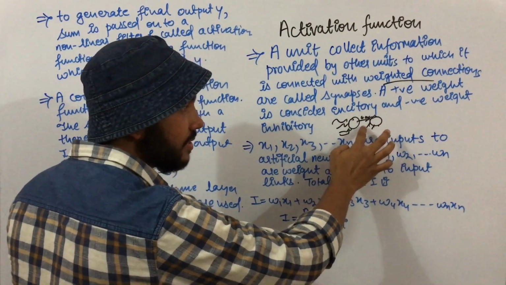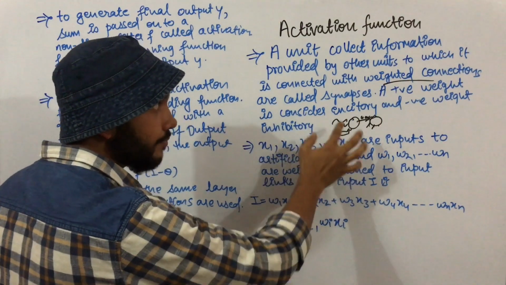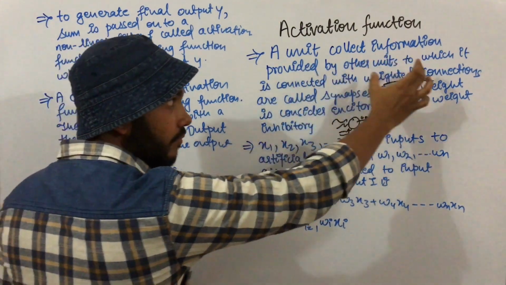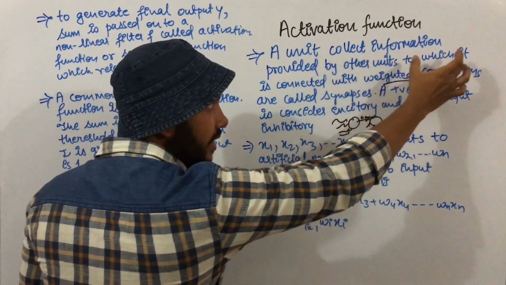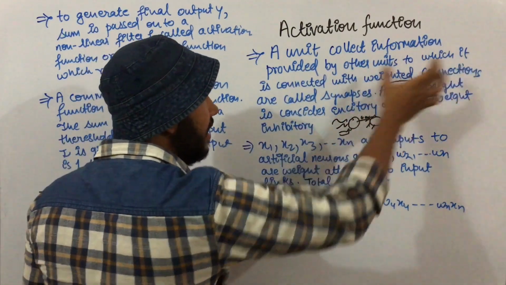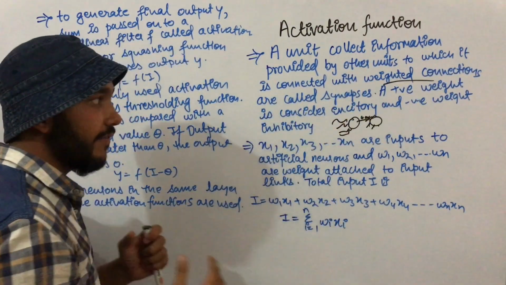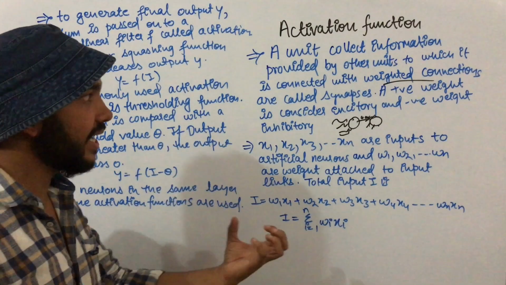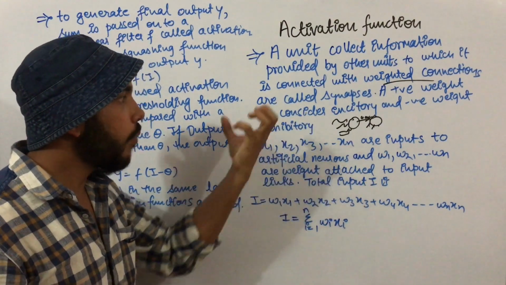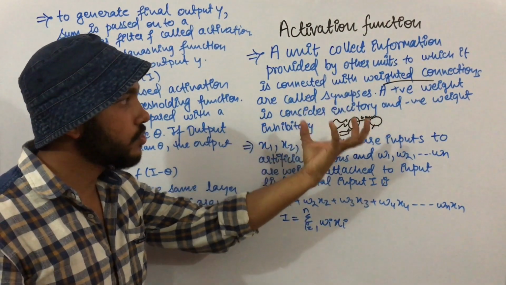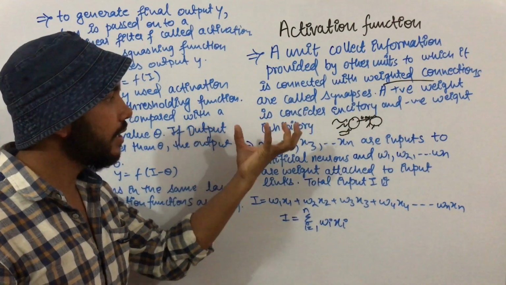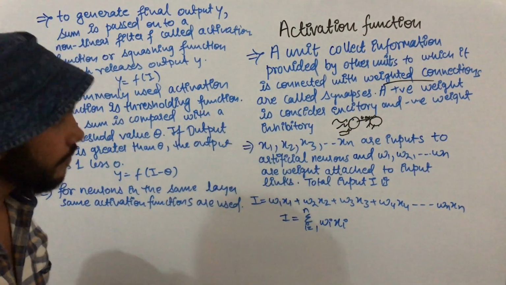Here are the synapses. These are connected to other units, and the weighted connections to those units are called synapses, and they have this weight. A positive weight is considered excitatory and a negative weight is considered inhibitory.